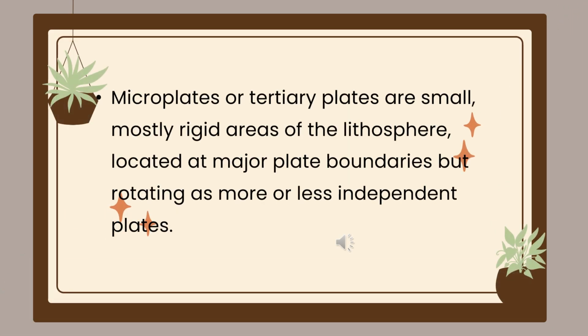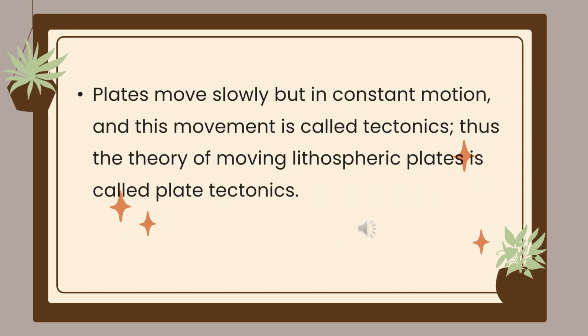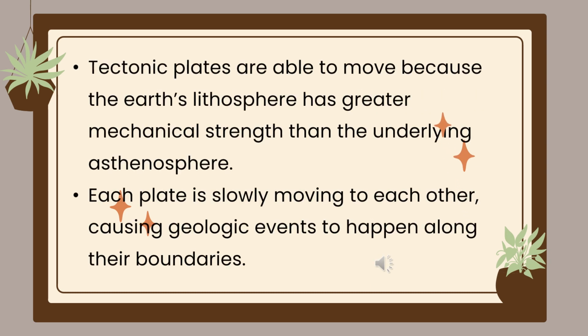Microplates or tertiary plates are small, mostly rigid areas of the lithosphere, located at major plate boundaries but rotating as more or less independent plates. Plates move slowly but in constant motion, and this movement is called tectonics. Thus the theory of moving lithospheric plates is called plate tectonics. Tectonic plates are able to move because the Earth's lithosphere has greater mechanical strength than the underlying asthenosphere. Each plate is slowly moving relative to the others, causing geologic events to happen along their boundaries.